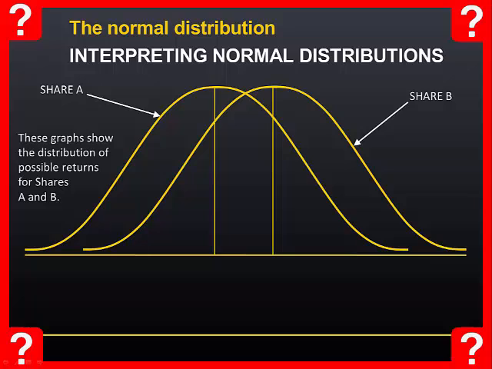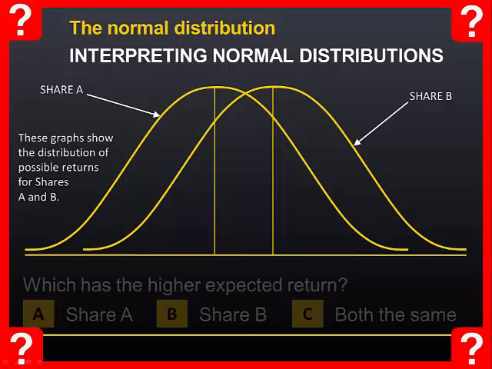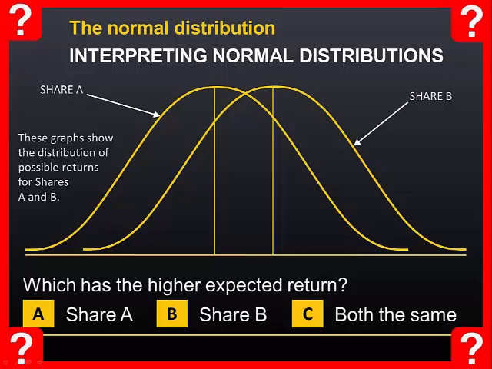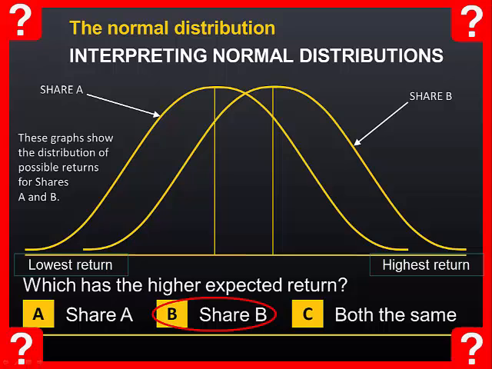These graphs show the distribution of possible returns for shares A and B. Which has the higher expected return? Share A, share B, or both the same? Share B has a higher expected return because the high point on the curve is further to the right.